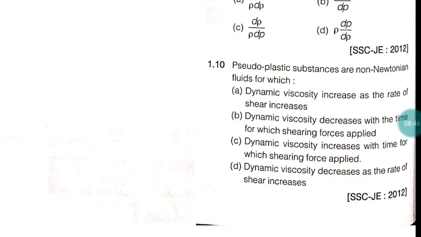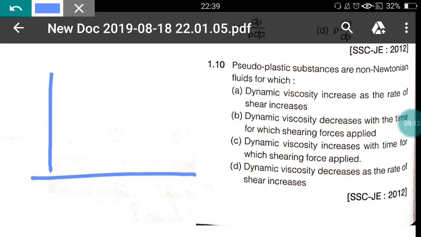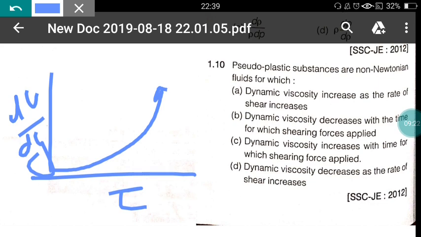Coming to next question, question number 10. Pseudoplastic substances are non-Newtonian fluids for which, option A is what? Dynamic viscosity increases as the rate of shear increases. So if you know, in case of pseudoplastic, the dynamic viscosity decreases as the rate of shear stress increases. The curve for pseudoplastic, this is tau and this is du upon dy, is like this, downward. So the correct answer is when dynamic viscosity decreases as the rate of shear stress increases.